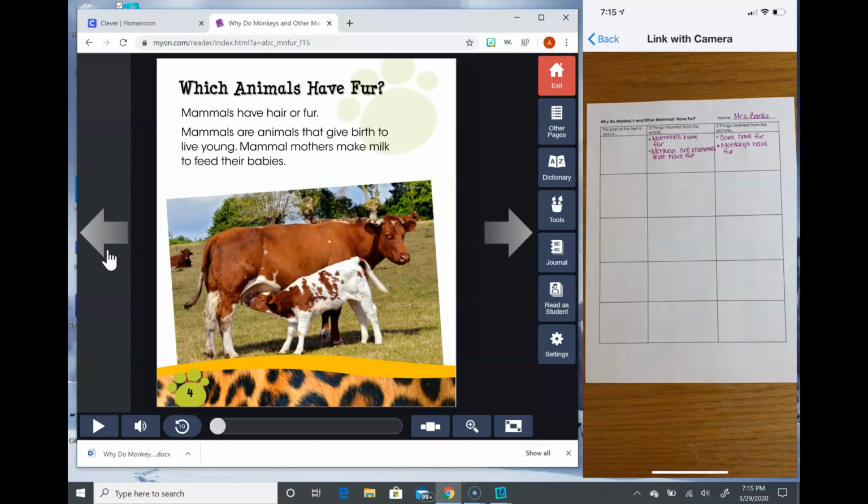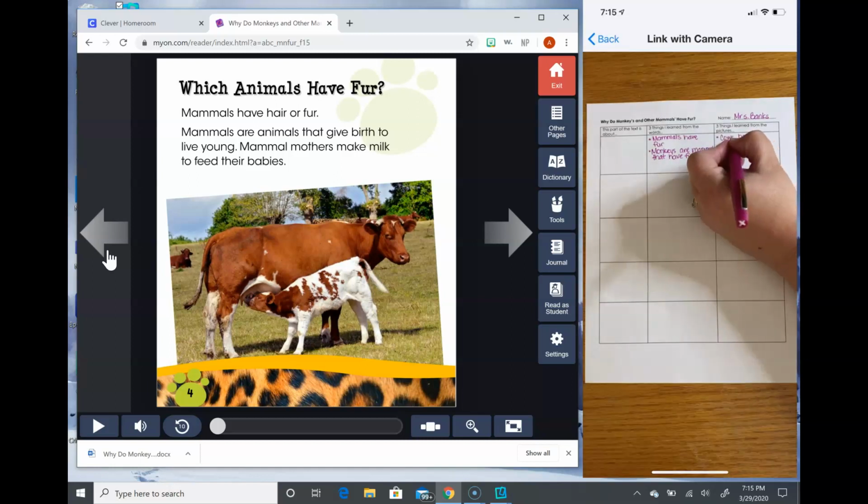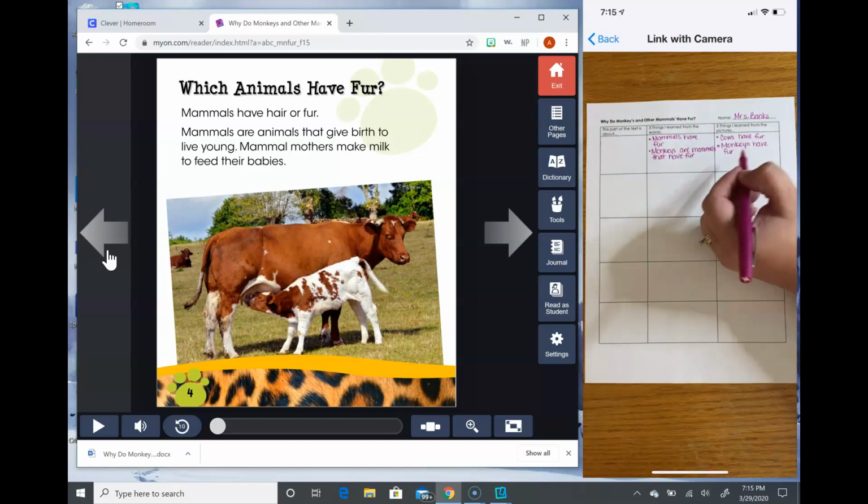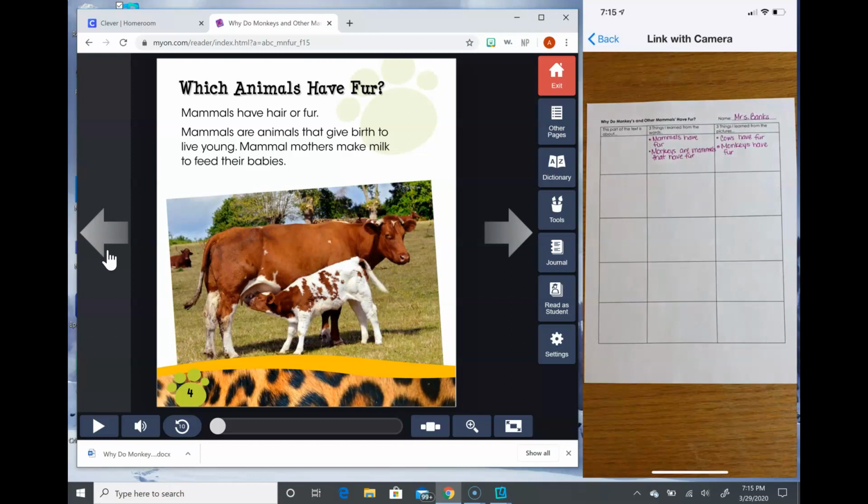Mammals have fur. I wrote that down. That was one of my key details. I wrote down that cows have fur because I got that from the pictures. And then on the other page, I wrote down that monkeys are mammals that have fur, and monkeys have fur because I got that also from the picture.